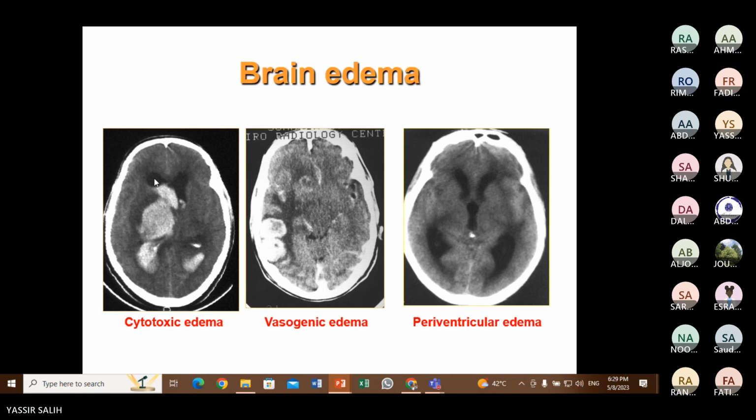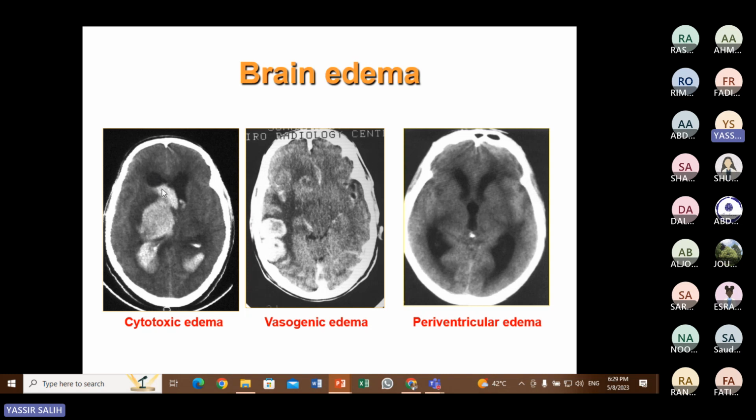What is this structure? Lateral ventricle. So there is blood in the anterior horn of the lateral ventricle.